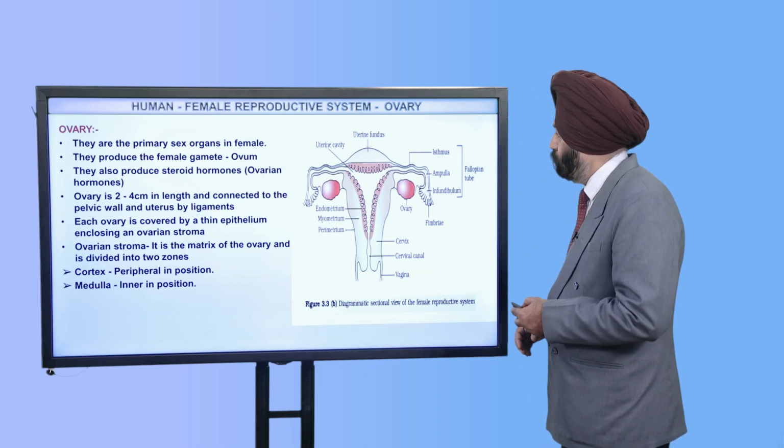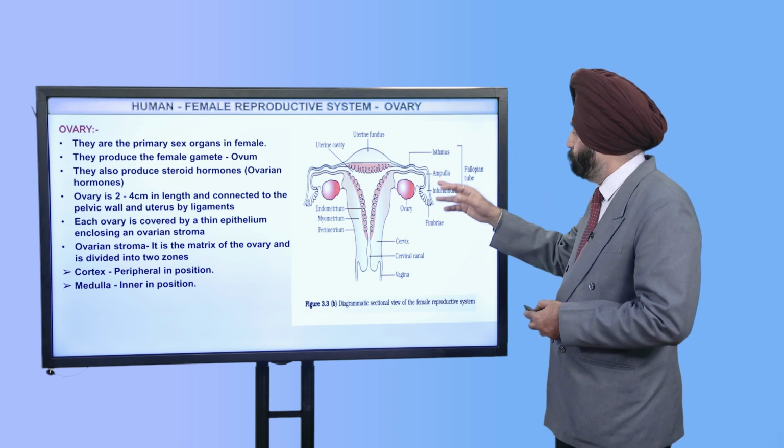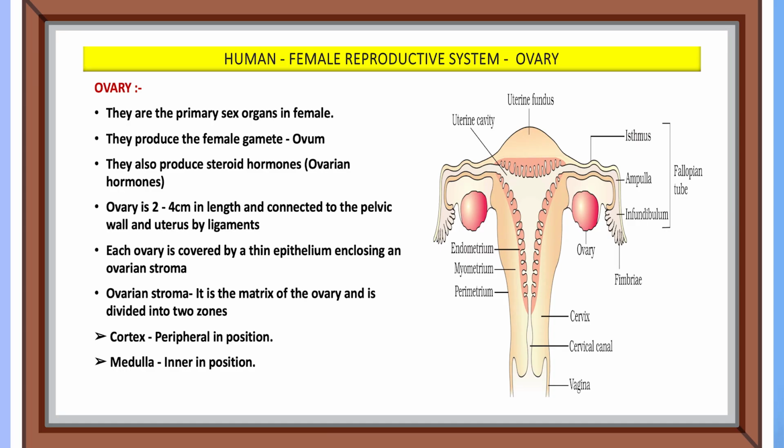Now let us first focus on the ovaries. Ovaries are the primary sex organs in females. They produce the female gamete called the ovum.